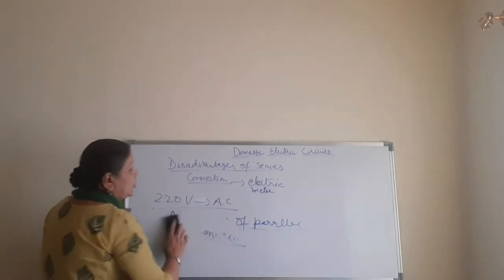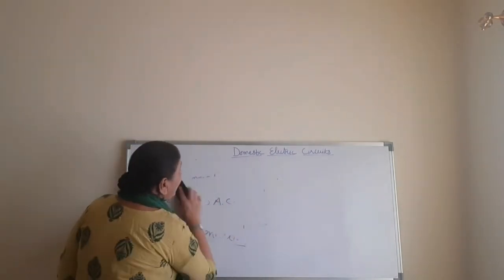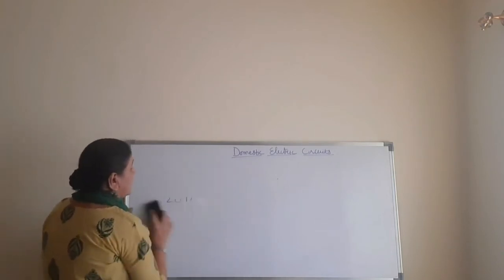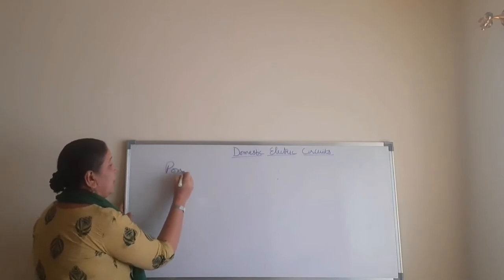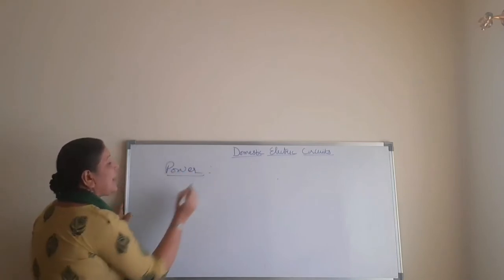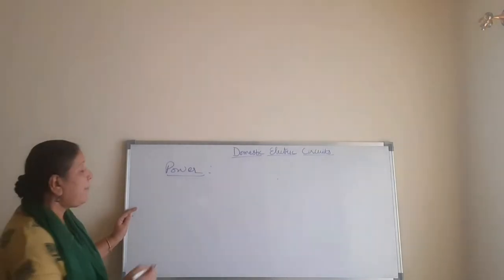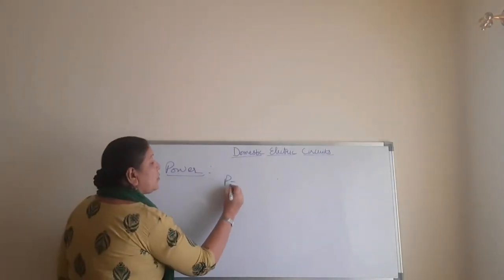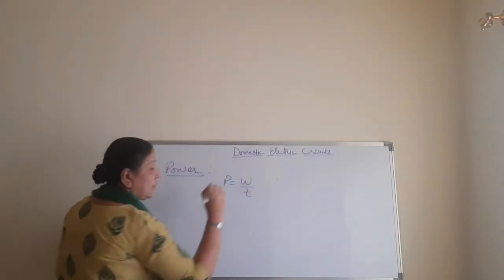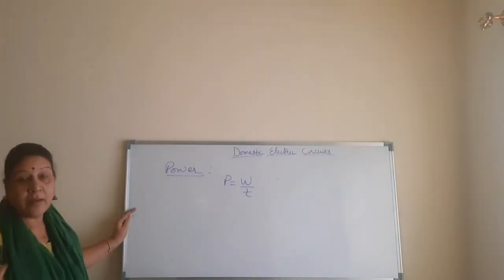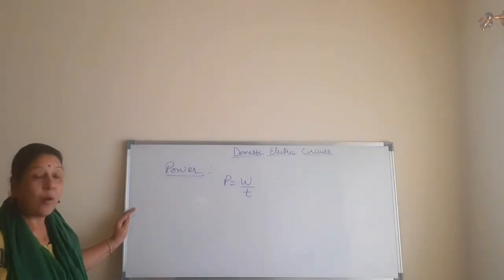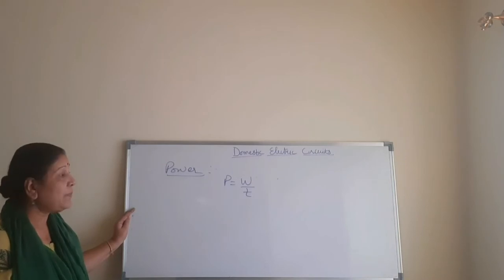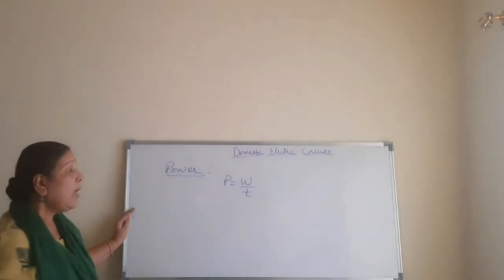Now I'll be talking about the power of electric current. What do you mean by power? You have read in the lower classes, in 9th standard, that power is equal to the rate of doing work. Remember, you've learned that the rate of doing work is called power, which is equal to W by T. And for electric power also, P is equal to W by T.